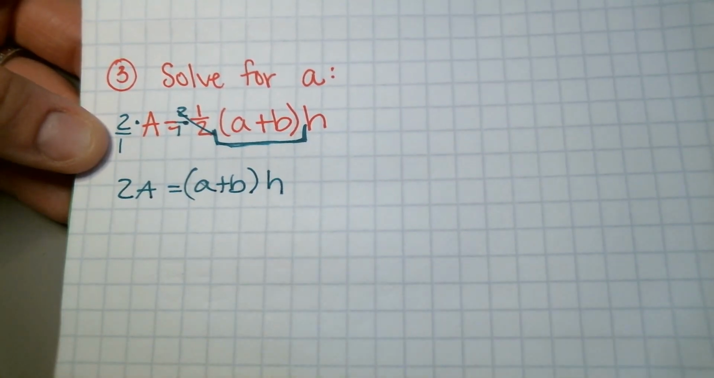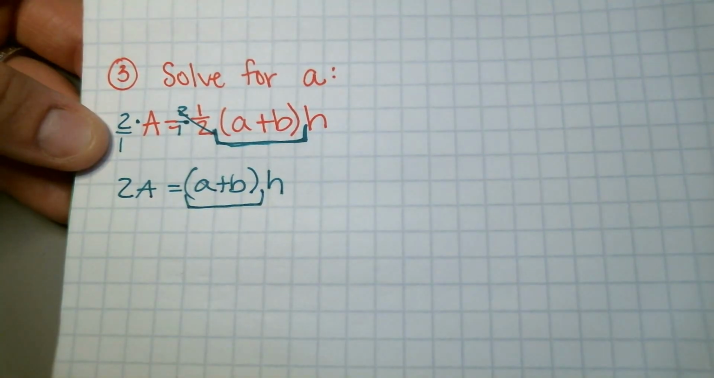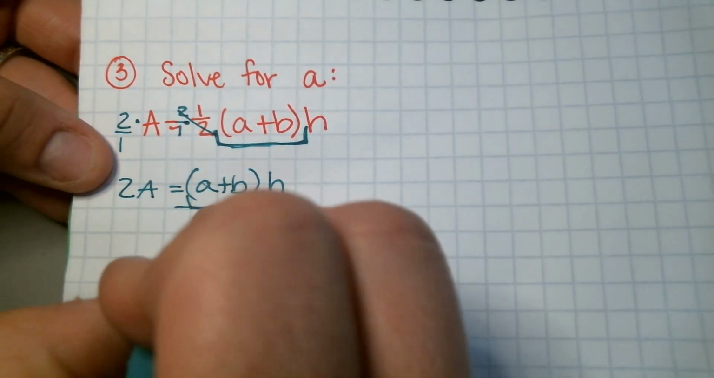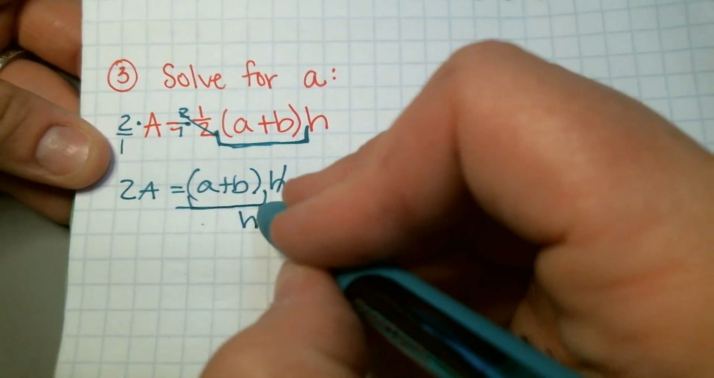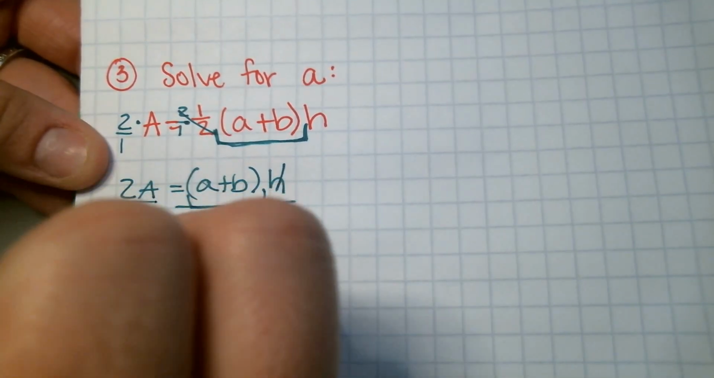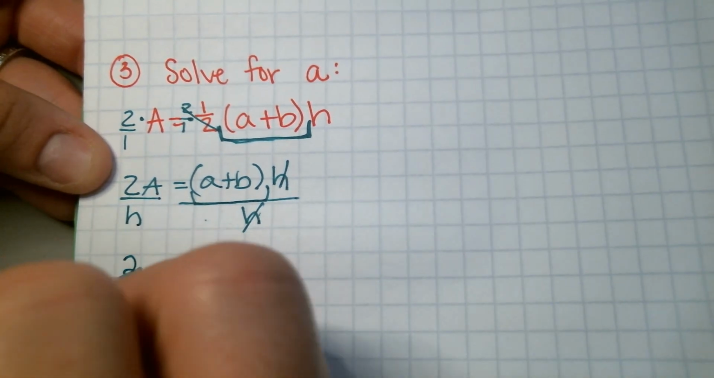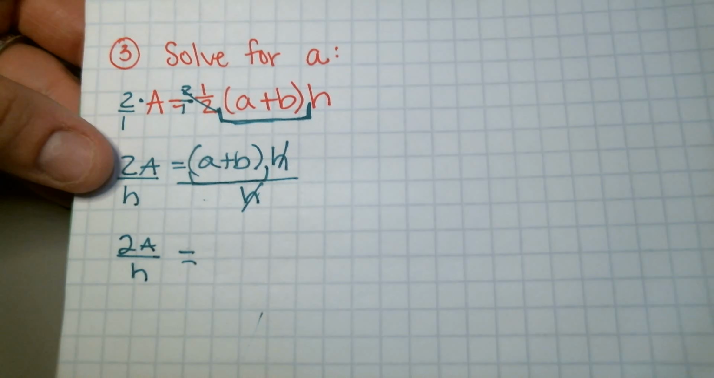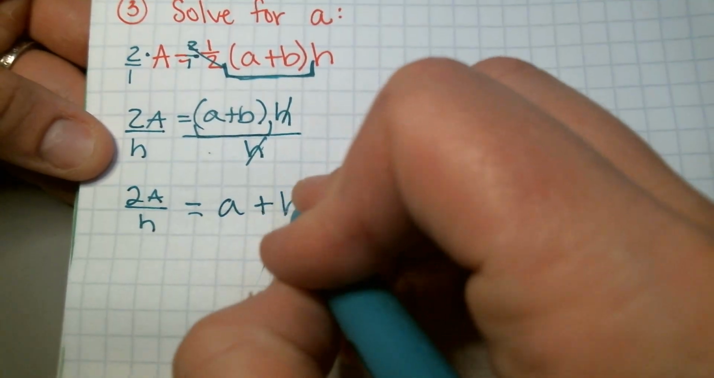Now, I'm still looking at this term, a plus b. It's being multiplied by h. So I'm going to have to divide by h. h divided by h cancels. Divide the left side by h. So I have 2A divided by h. And now I've got that term, the parentheses, by itself. I'm only left with a plus b.